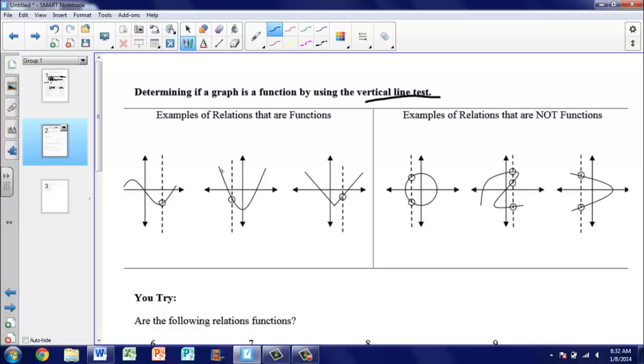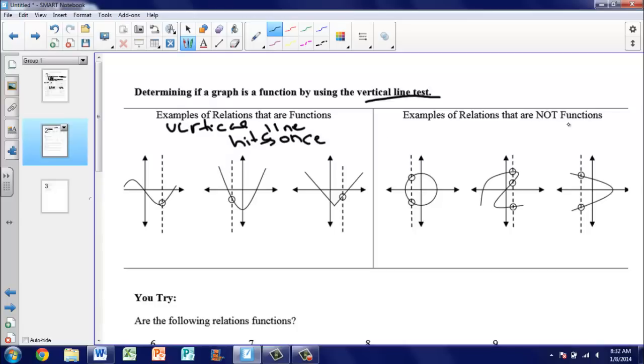If we go to our second example here, we have this graph. And we have a vertical line going through it, and it hits only once. And same thing with this V graph here. We have a vertical line, it hits only once. So relations that are functions, let's write ourselves a note here that the vertical line hits once. That's an S there. There we go.